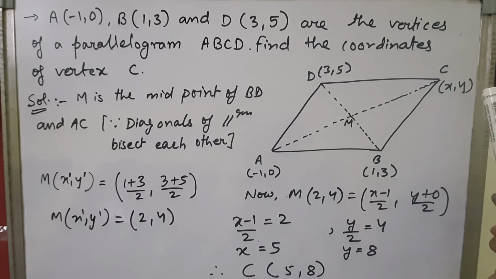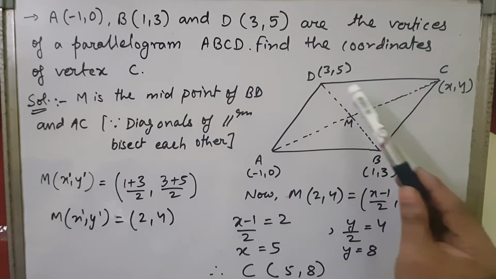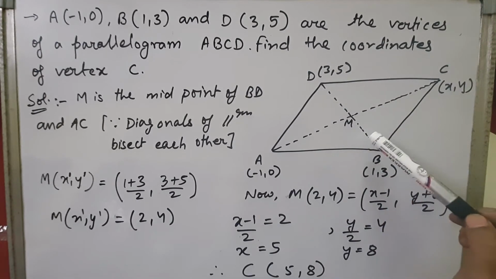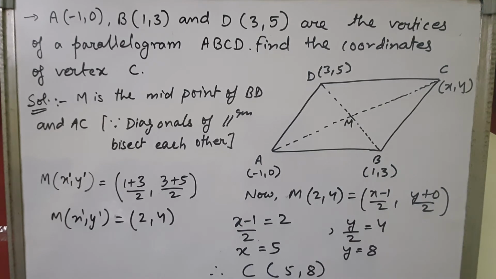Now for the solution, if we join the diagonals, the opposite vertices of the parallelogram, we know that the property of a parallelogram is that diagonals bisect each other. That means the point of intersection is M. So M is the midpoint of BD and AC as well, because diagonals of a parallelogram bisect each other. Let the coordinates of M be x dash, y dash.